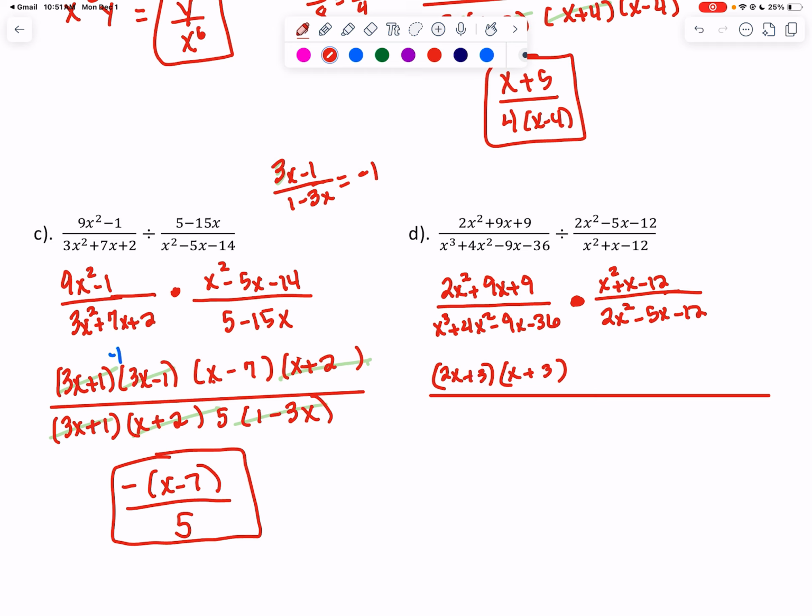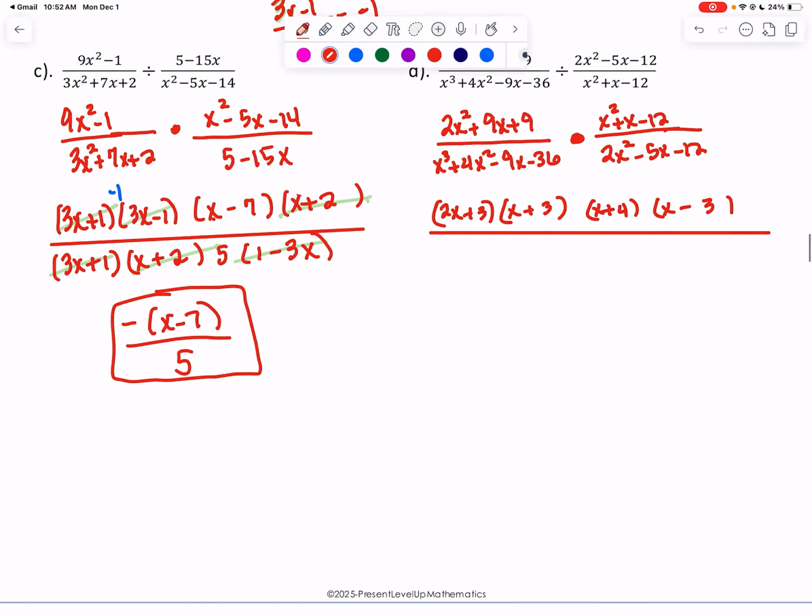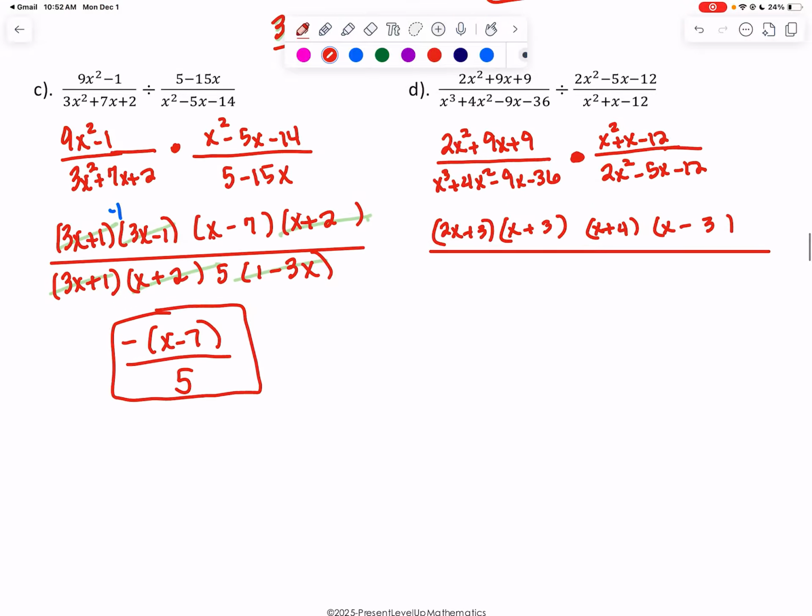For x squared plus x minus 12, I'll use x and x for the x squared. For the 12, I'm going to use 4 and 3. I'll make the 4 positive, the 3 negative. All right, now before I write down the factors for x cubed plus 4x squared minus 9x minus 36, I'm going to factor that over here, because you may not have reviewed factoring by grouping in a while.